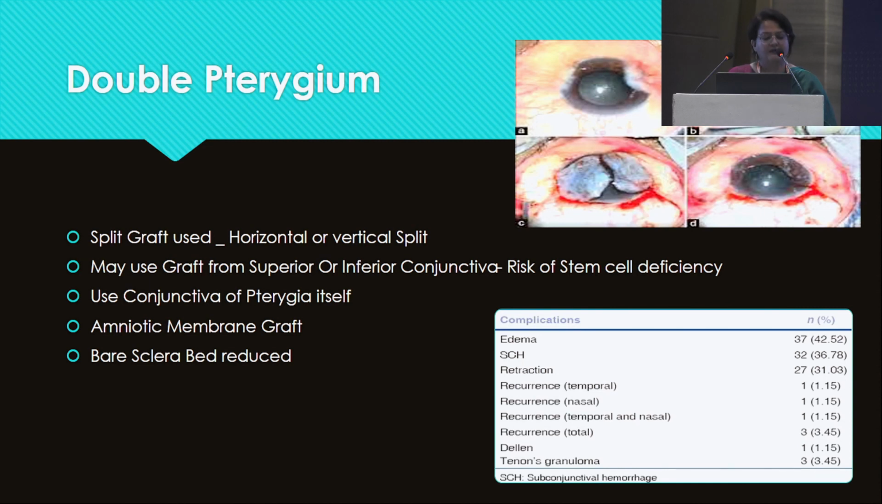We can harvest the graft from the superior or the inferior part also, but inferior conjunctiva is not so easy to dissect, and again you are involving 180 degrees of the limbus, so there is a risk of stem cell deficiency. Now, in one of the talks I saw on bare sclera size, usually we try to keep the graft as large as the bare sclera after primary excision. However, if that is not possible, we can reduce the size of the bed itself. So we can put sutures to reduce the bed size and then take a smaller graft to cover it.